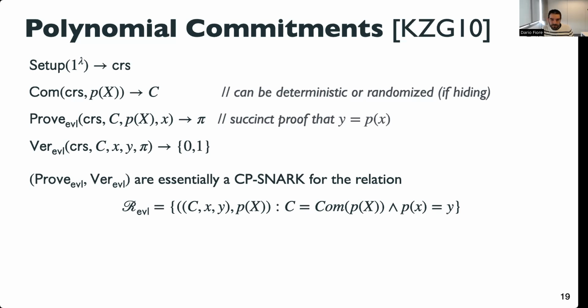So one important observation that we are going to use in our work is that this prover and verifier algorithm essentially are a commit-and-prove SNARK for the relation that says C is a commitment to P, and P of X is Y, right? Because requiring that the proof is succinct essentially is equivalent to saying this, that the polynomial commitment, we can see it in this way.